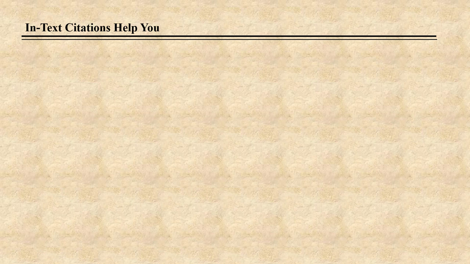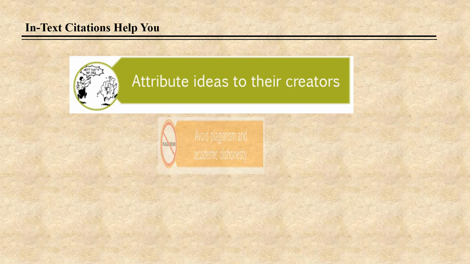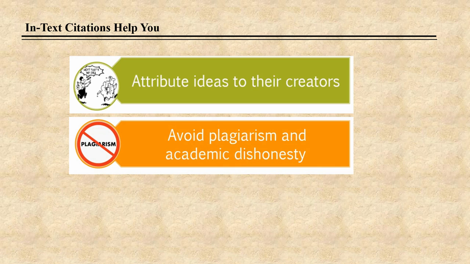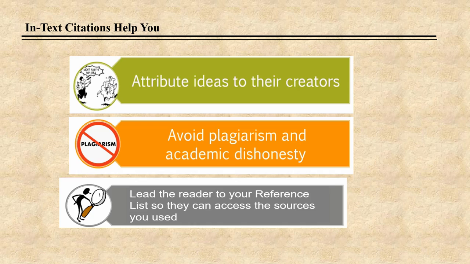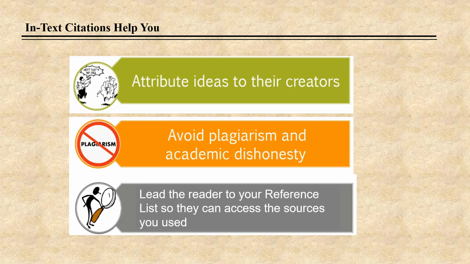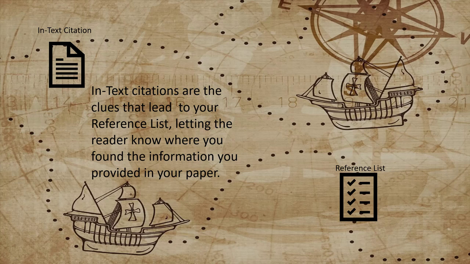Citations attribute ideas to their creators, help to avoid plagiarism and academic dishonesty, and allow others to access the sources you have used. Every idea or piece of information you receive from another source must be cited, whether it is a direct quote or a paraphrase of something you have read. In-text citations are the clues that lead your reader to the full citations on your reference list. The full citations on your reference list allow your reader to locate the information you quoted in your paper.